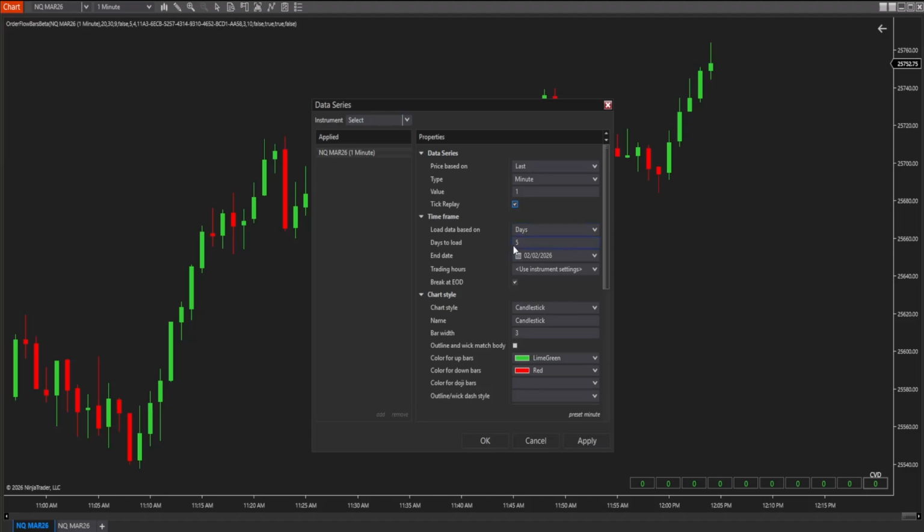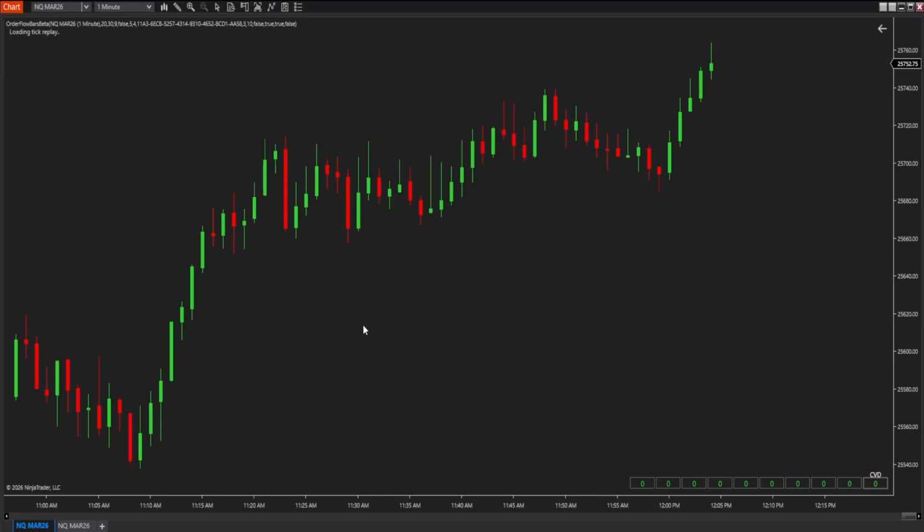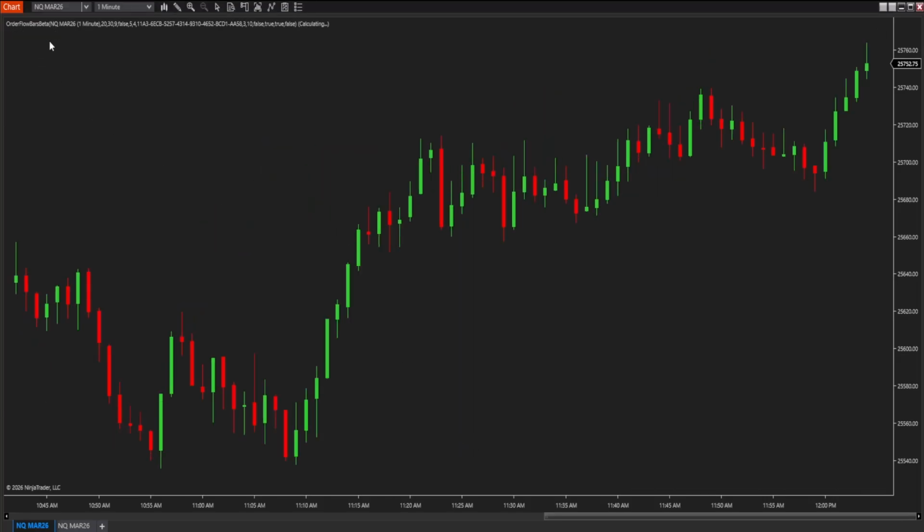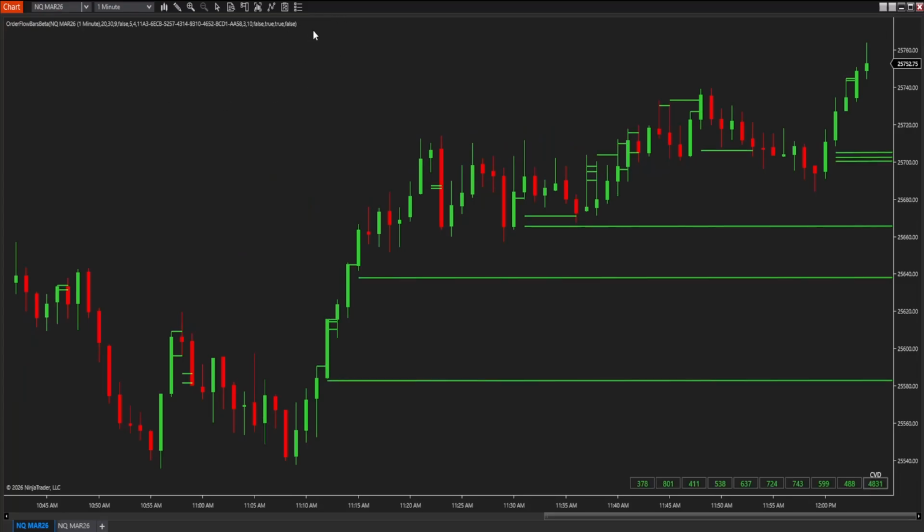Now, if you choose 5 days, it could take a tremendous amount of time to load up. What I like to do is just choose bars and maybe go to 200, then click apply and click OK. It's going to say loading tick replay, and then calculating. What that's going to do is just go back 300 minutes. Now, as you can see here, it kind of loaded up, and the delta here just shows all green.